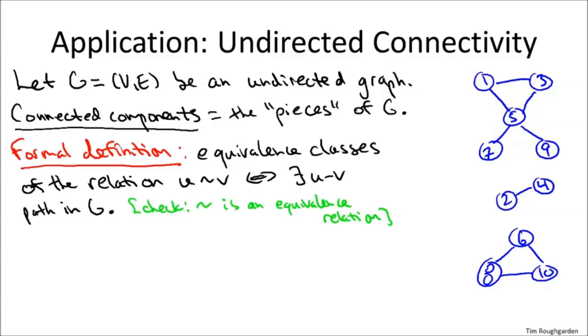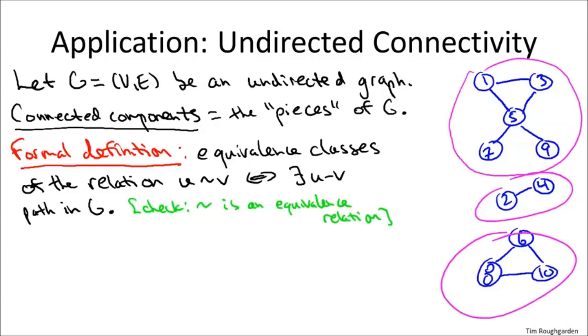Also, equivalence relations have to be symmetric, meaning if u and v are related, then v and u are related. Because this is an undirected graph, it's clear that this is symmetric. If there's a path from u to v in the graph, there's also a path from v to u, so no problem there. Finally, equivalence relations have to be transitive. That means if u and v are related, and so are v and w, then so are u and w. That is, if u and v have a path, and v and w have a path, then so does u and w. And you can prove transitivity just by pasting the 2 paths together.